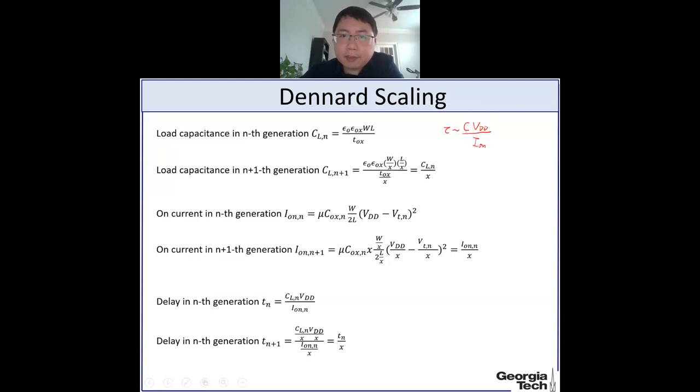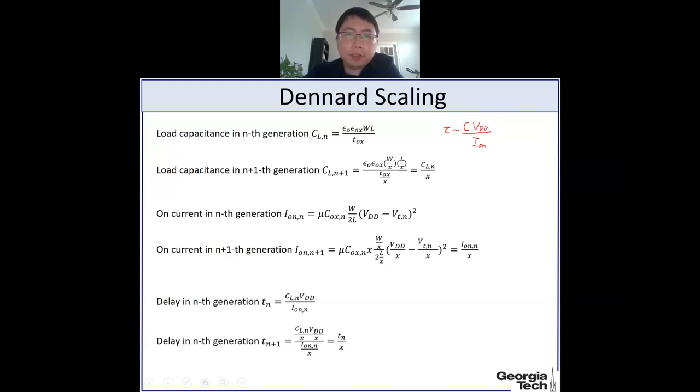So this capacitance is like, let's say one inverter is driving another inverter. So the second inverter's gate capacitance is the node capacitance for the first inverter. So we're interested in this gate capacitance. Okay. So what is the gate capacitance? This will be a load for the first inverter.